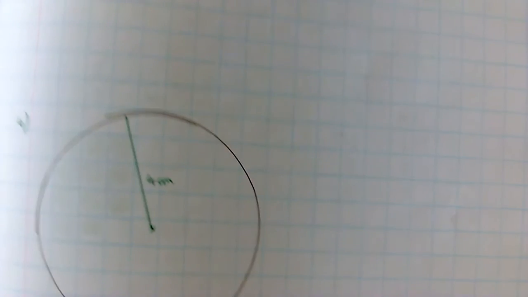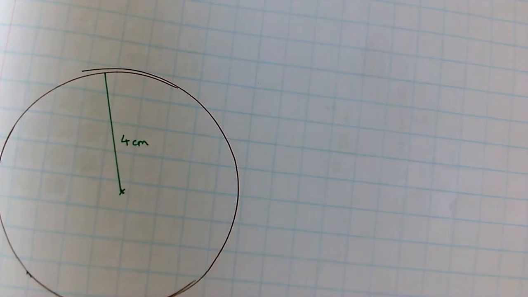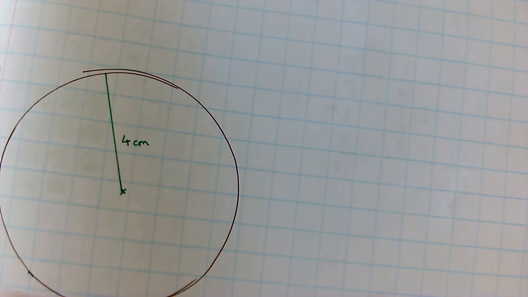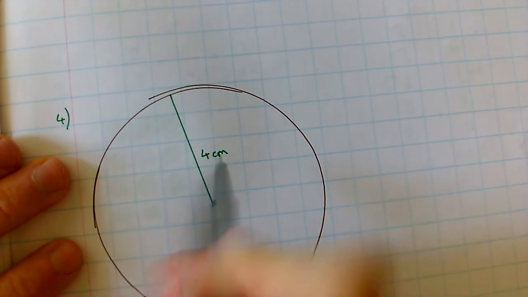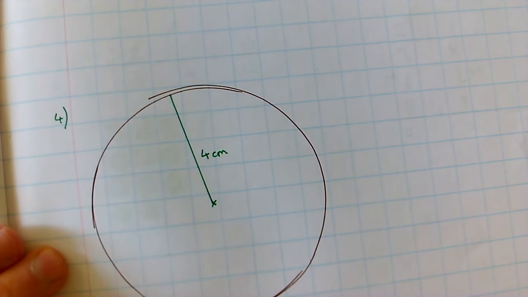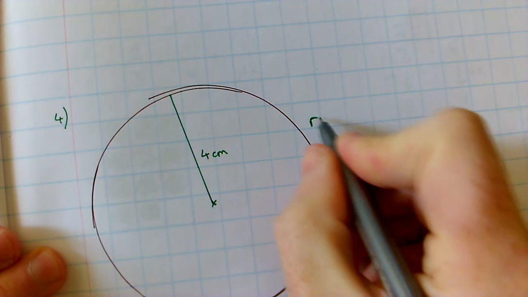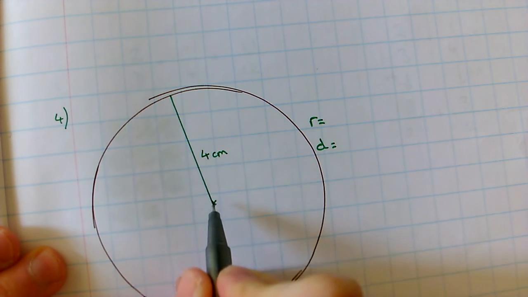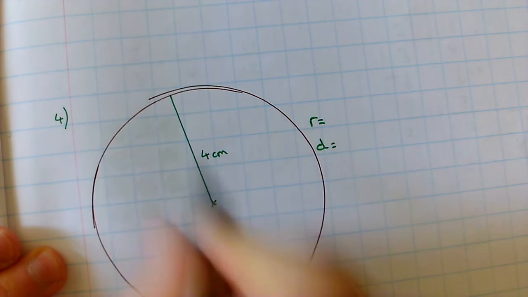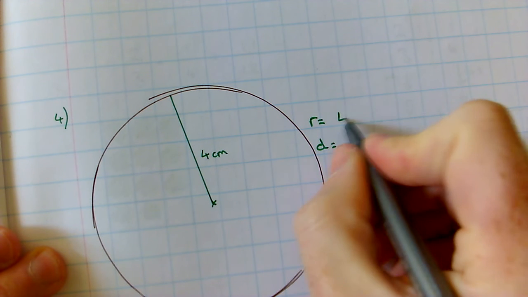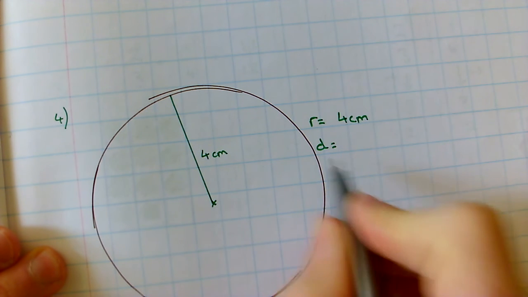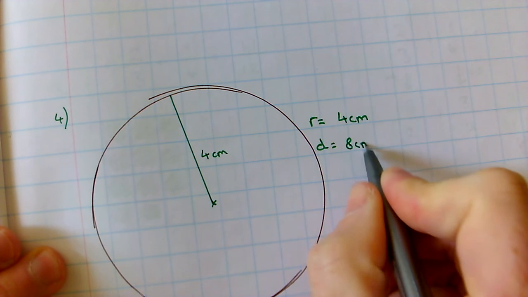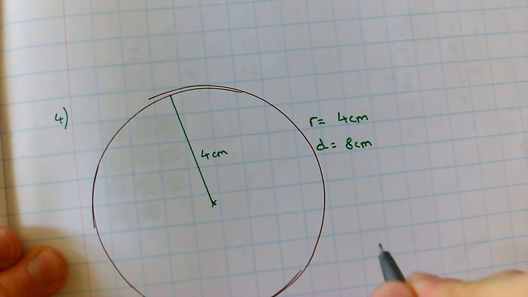Okay, so we have a look at another question then, and this time we've not been given the diameter, we've been given something different. Okay, we've been given the distance from the centre to the edge, and the first thing I'm going to do is write down what the radius and the diameters are. This is a radius from the centre to the circumference, and that is 4 centimetres. The diameter is 8 centimetres, because it is double the length of the radius.